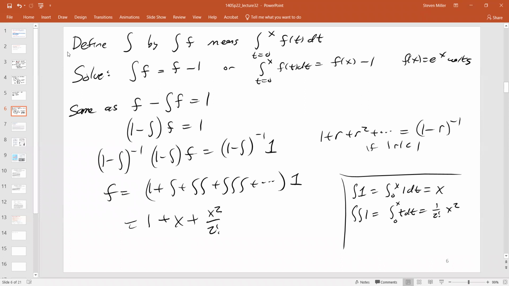Because I'm trying to get e to the x. What's the next one going to be? Well, the integral was the function 1 over 2 factorial x squared. So I now have the integral from 0 to x of t squared over 2 factorial dt. You can see I'm going to get a t cubed over 3. And the 3 hits the 2 factorial and gives me a 3 factorial. And this will give me 1 over 3 factorial x cubed.